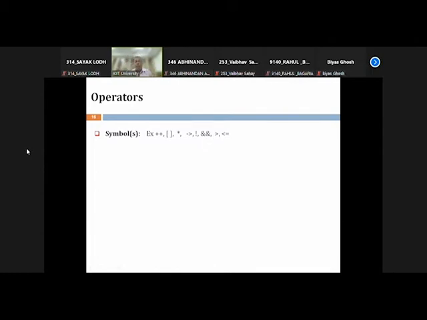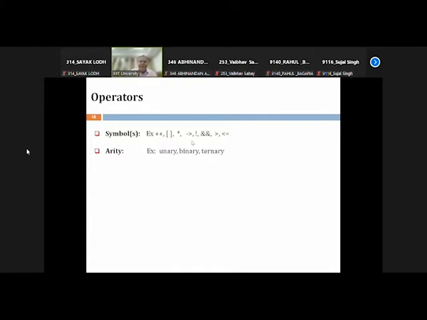Sometimes an operator consists of 2 symbols, sometimes of only 1 symbol, like plus, a single symbol operator, and plus plus, a two symbol operator. The brackets, left and right, make it one operator. This hyphen greater than is a two symbol single operator. Now we will study first the symbols, then the arity: whether the operator operates on 1 operand or multiple operands.